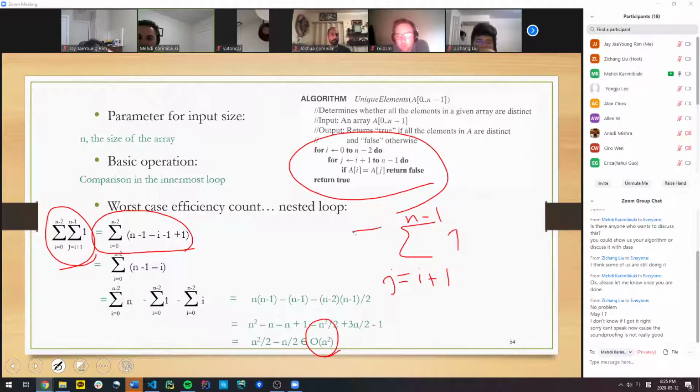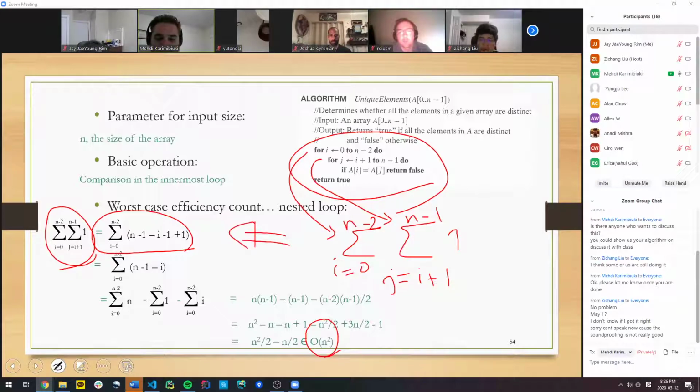Basic operation one, and there is the outer one. So this is the inner, and this is the outer, of i equal to 0 going to n minus 2. If you keep solving for that, you will get a quadratic and a linear term. And then the worst case between these two, which one grows faster, is the quadratic one, right? So it's O(n squared).